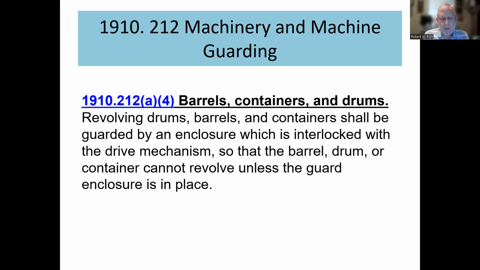Barrels, containers, and drums. Revolving drums, barrels, and containers shall be guarded by an enclosure which is interlocked with a drive mechanism so that the barrel, drum, or container cannot revolve unless the guard enclosure is in place. Now here they're getting real specific about it. It's got to be interlocked with the drive mechanism. Now it doesn't say electrical interlock. It could be mechanical. It could have a part that goes down there and stops something. But it has to be interlocked. So if the guard's not in place, the barrel or drum won't rotate.